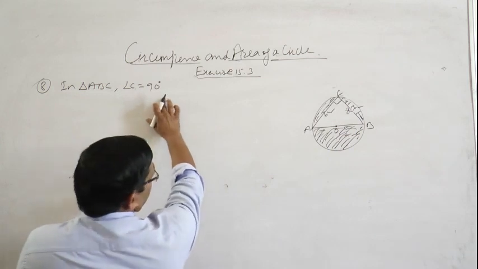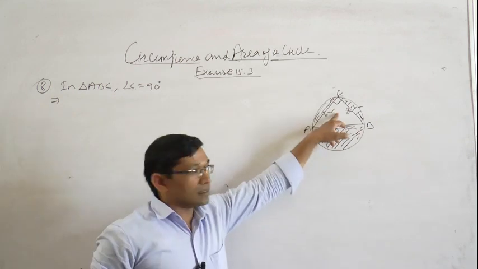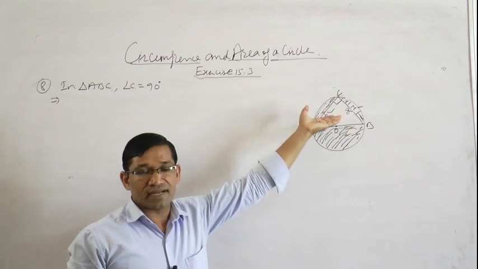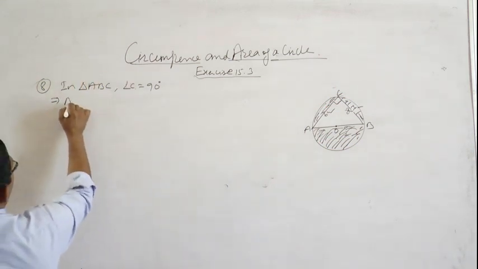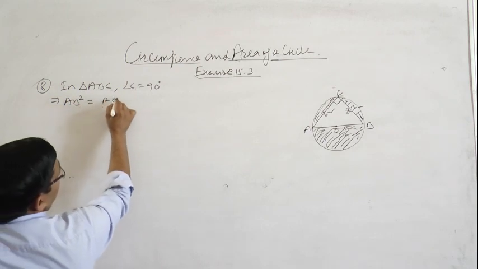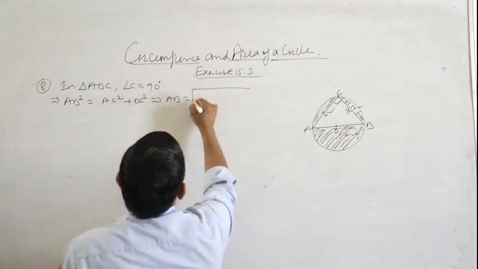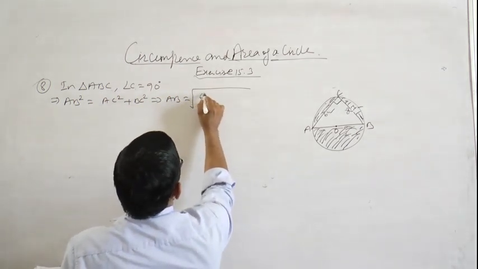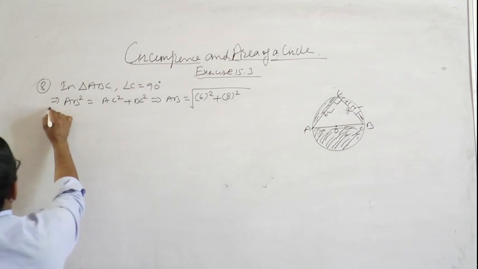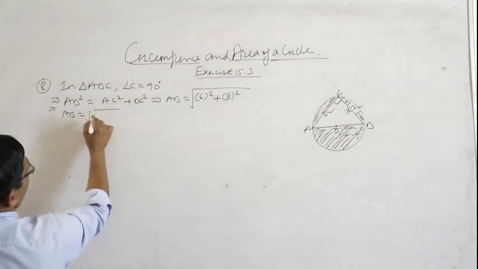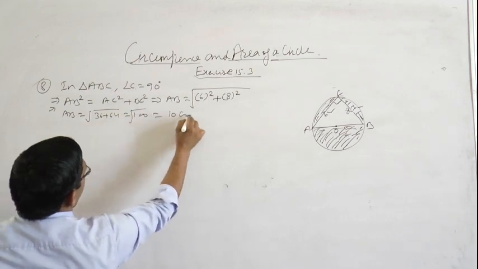Because angle C is 90 degree, triangle ABC is a right angle triangle. We want to find out AB. By Pythagoras theorem, AB square is equal to AC square plus BC square, that is AB is equal to square root of AC, 6, whole square plus BC 8 square. That is AB is equal to square root of 36 plus 64, that is 100, and square root of 100 is 10 centimeter.